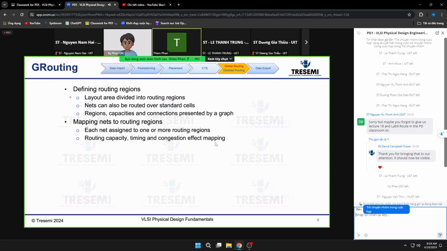So the big one is to define a routing region, and the second one is to assign or map the nets to those routing regions, right? So the quality of the routing depends on timing and congestion, right? And on the order in which the nets are mapped or routed.